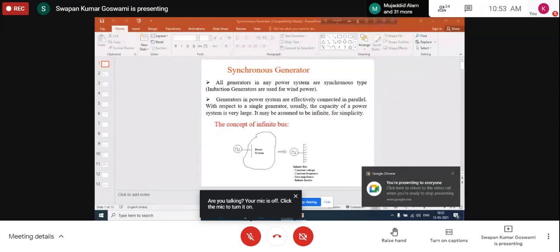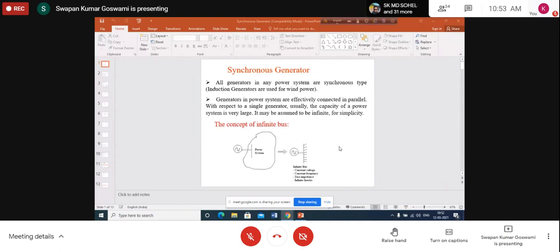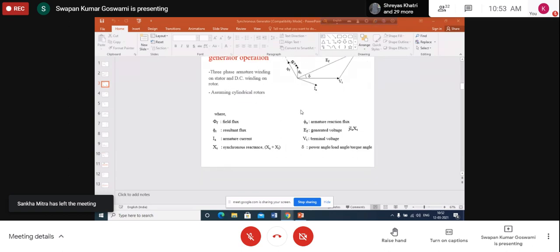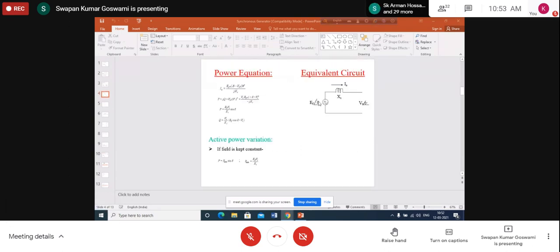Can you see the screen now? Yes, sir. Okay. So we were discussing the synchronous generator in our previous class. We have done the synchronous generator, cylindrical prototype. We have drawn the phasor diagram, then obtained the equivalent circuit. From there, we developed the active and reactive power equations and discussed how to control active and reactive power.